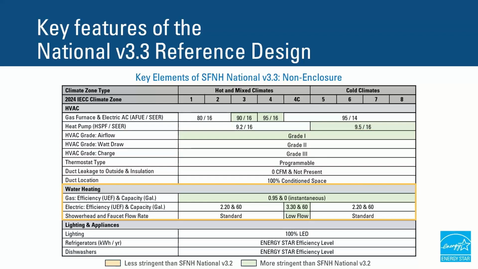For water heating, we've improved the gas efficiency to Energy Star products levels from 0.9 to 0.95, and in just climate zone 4C, a relatively mild climate along the coast, we advanced heat pump water heater efficiency to 3.3 UEF, and we paired that with low flow showers and bathroom faucets. All of the other features shown in white here are identical to the version 3.2 Energy Star reference design. So overall, I'd characterize these as relatively incremental improvements using off-the-shelf technologies with larger improvements in colder climates.